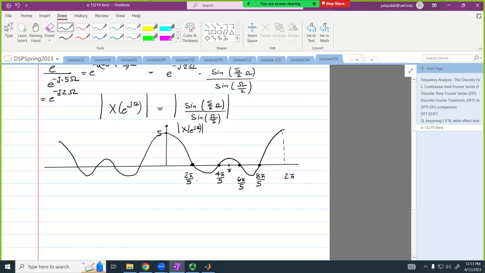Okay, we'll stop here. We plotted the discrete time Fourier transform. This repeats every 2 pi. In the next class, we'll plot the discrete Fourier transform, and we'll compare it to the discrete time Fourier transform.